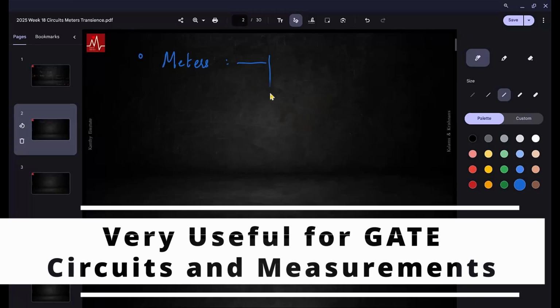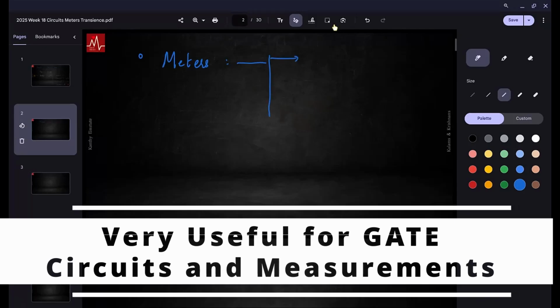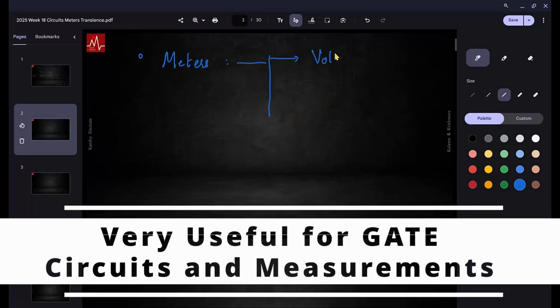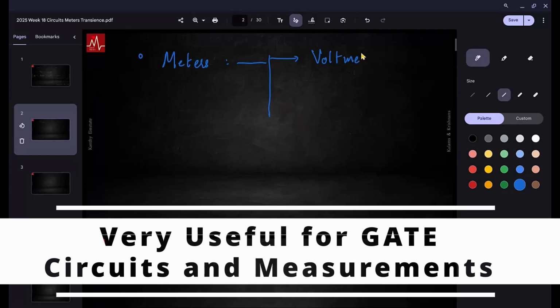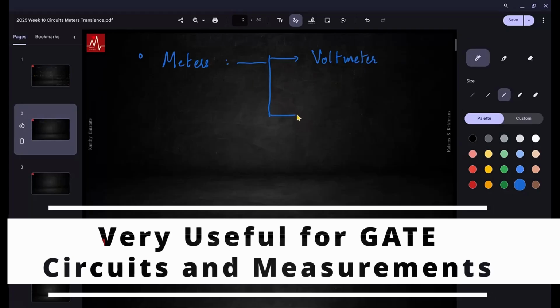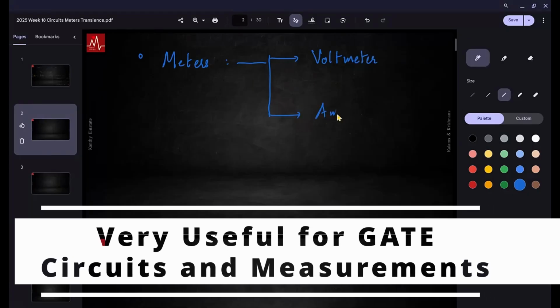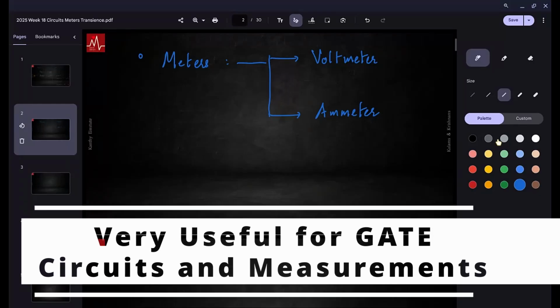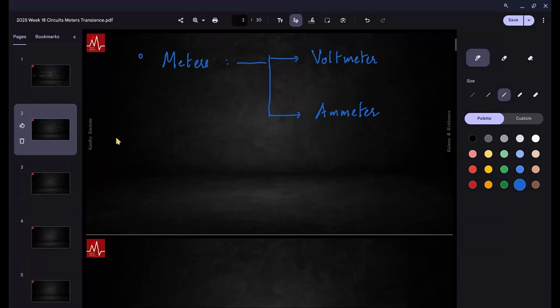And there are two meters, at least, two things that you want to know. There is a voltmeter and there is an ammeter. Okay, so let's look at one at a time. First, let's do the voltmeter.